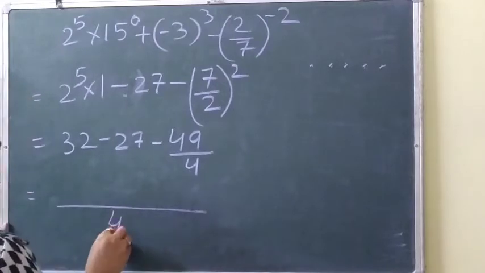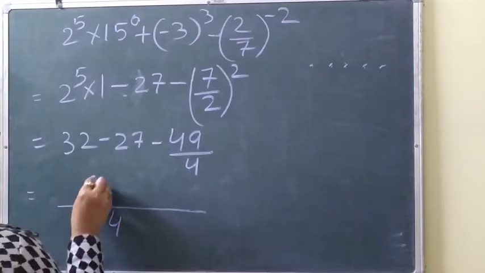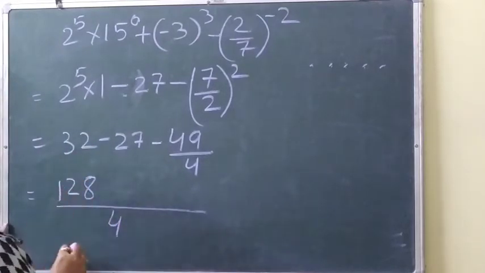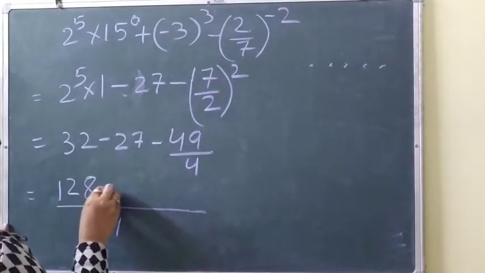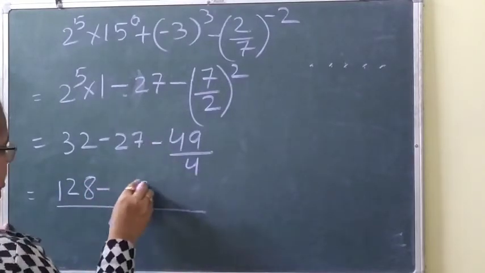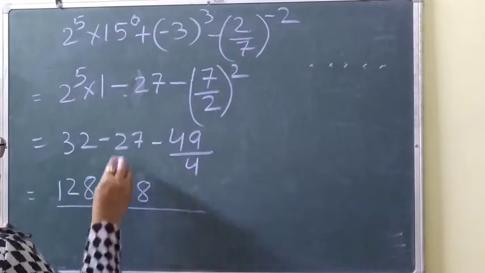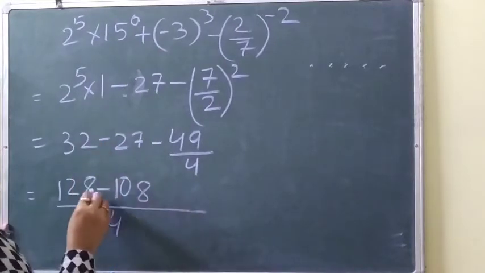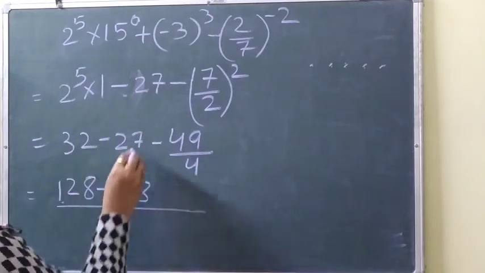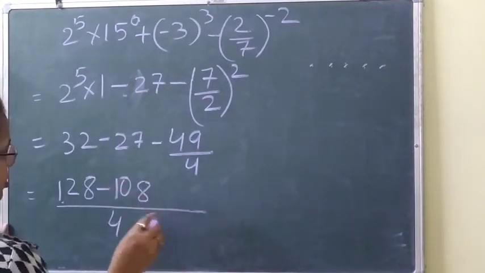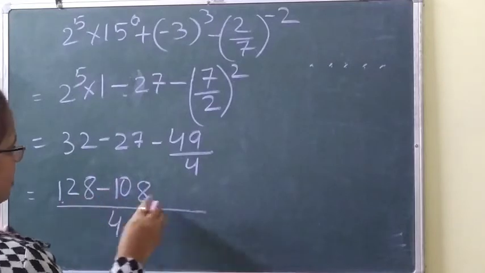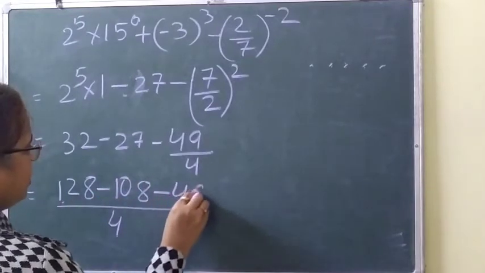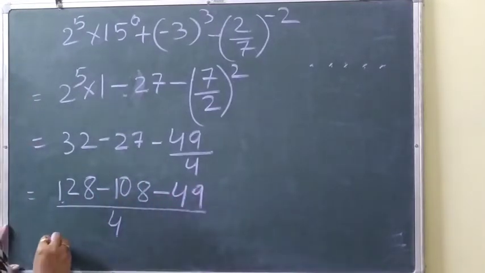LCM will be 4. Now multiply: 4 2s are 8, 4 3s are 12. 7 4s are 28, 4 2s are 8, and 2, 10. Once again, 4 2s are 8 and 4 3s are 12. 4 7s are 28, 8 and 2, 10. Then minus 49. So when you solve it, you will get what?